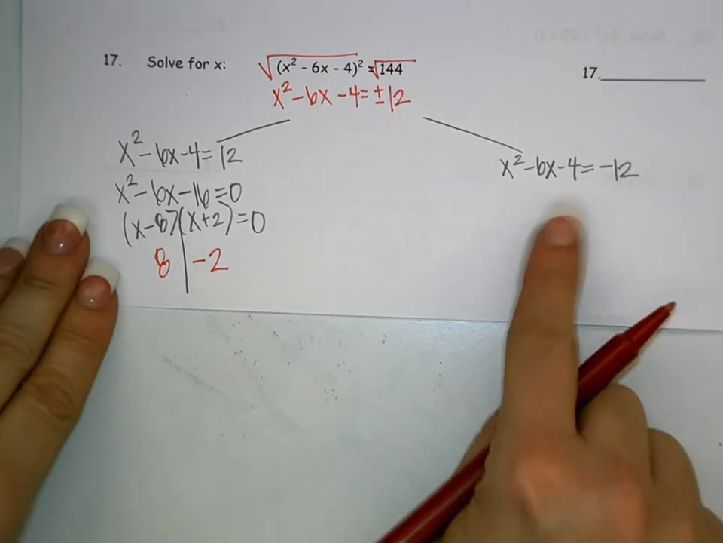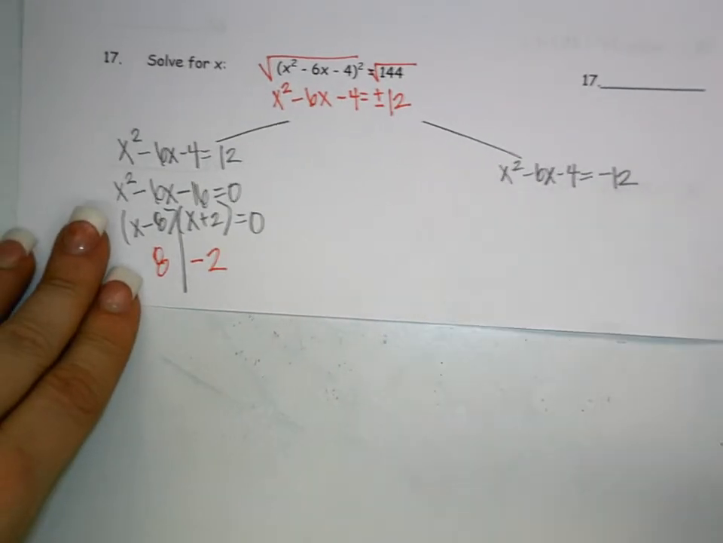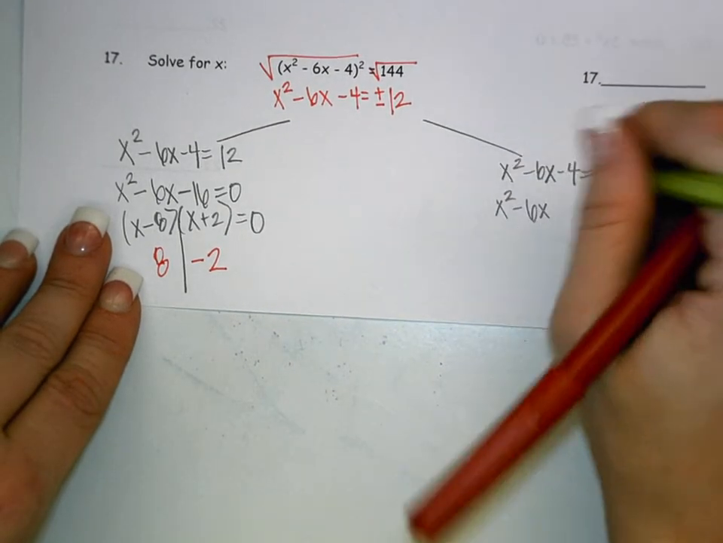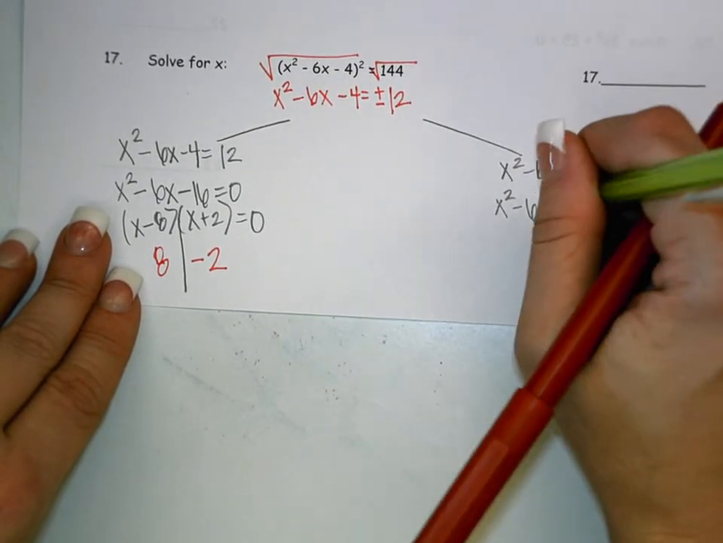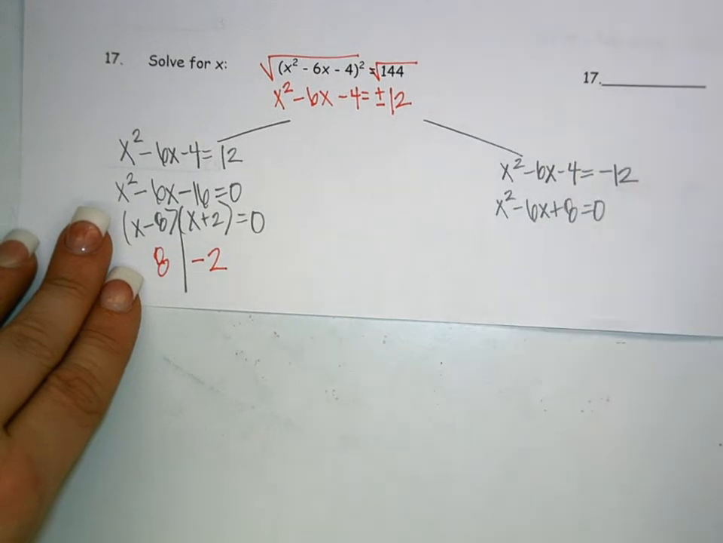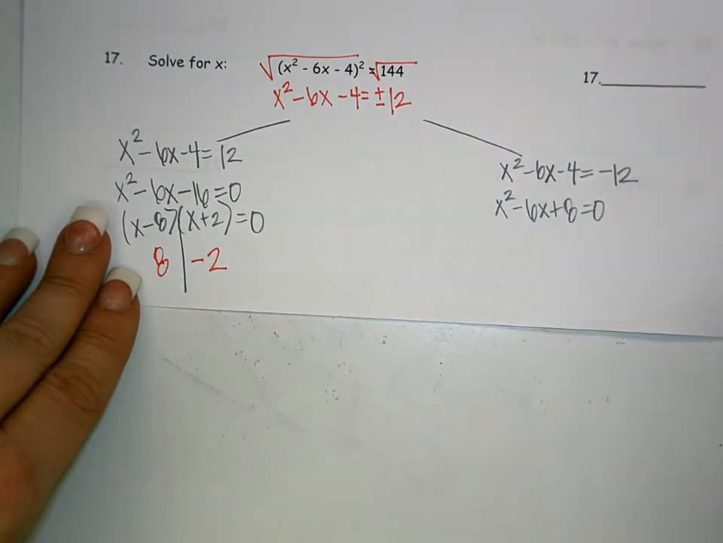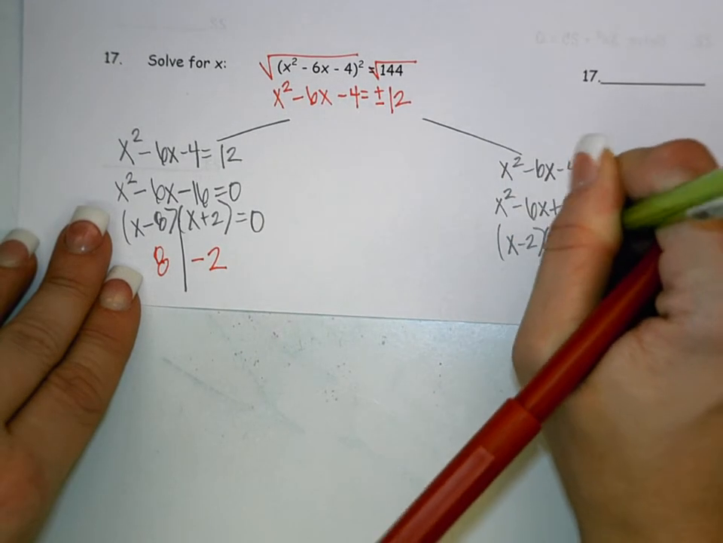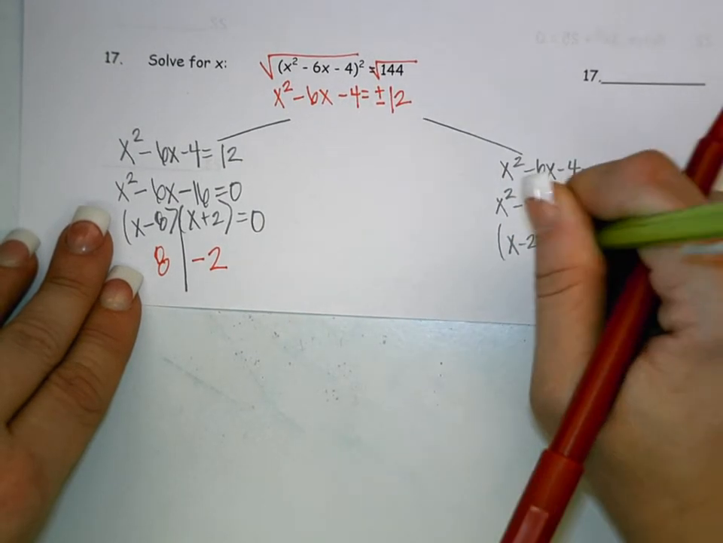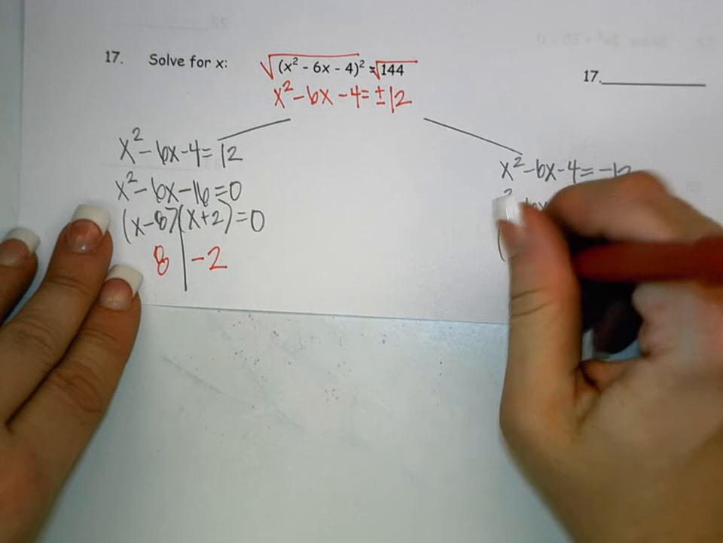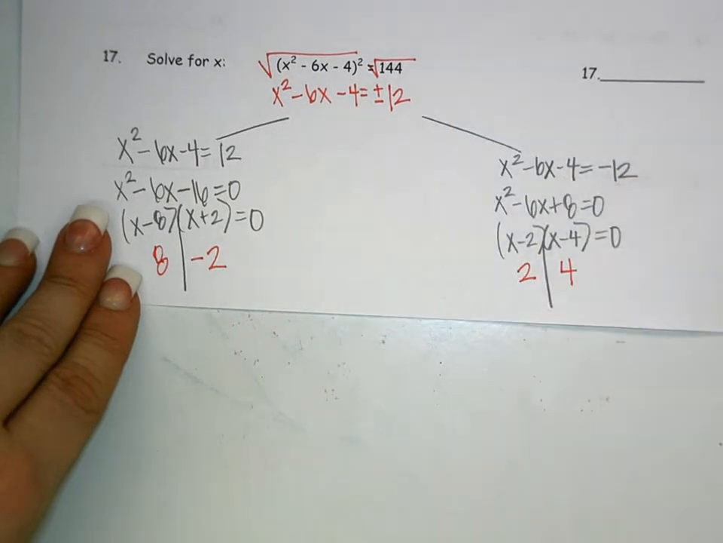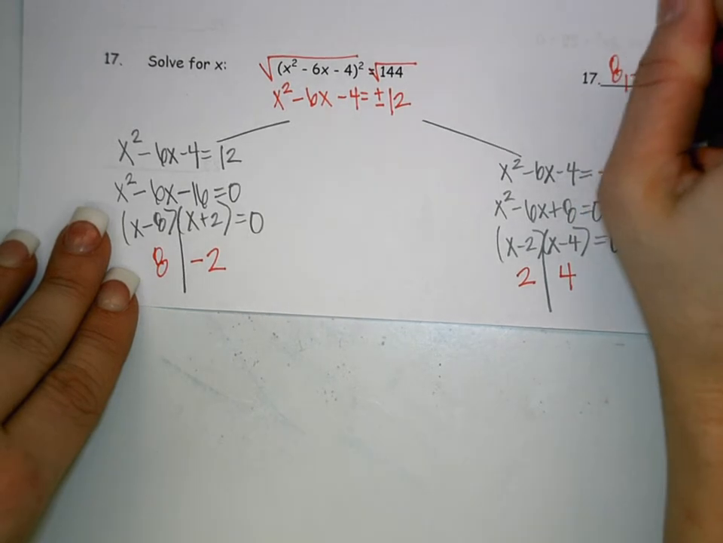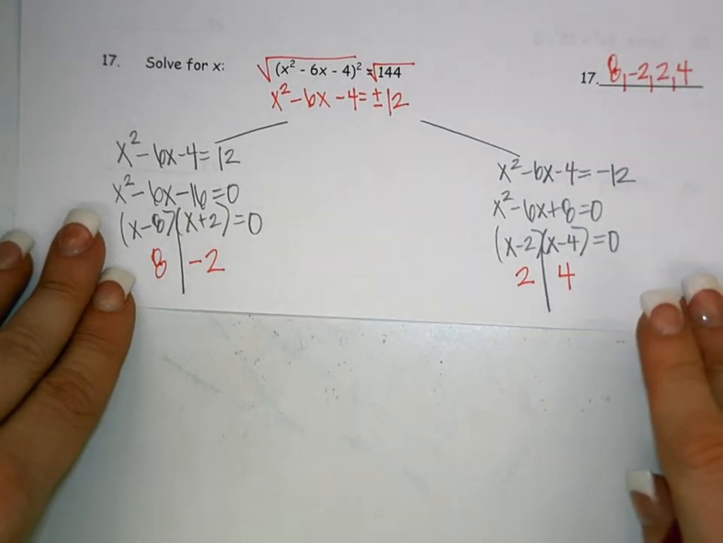For this side, you're going to do the same thing. Move over the 12, so that's going to leave you with x squared minus 6x. Negative 4 plus 12 gives you plus 8 equals 0. That factors to x minus 2 and x minus 4. When you split these, change their signs, so positive 2, positive 4. So you have 4 different answers there: 8, negative 2, positive 2, and positive 4.